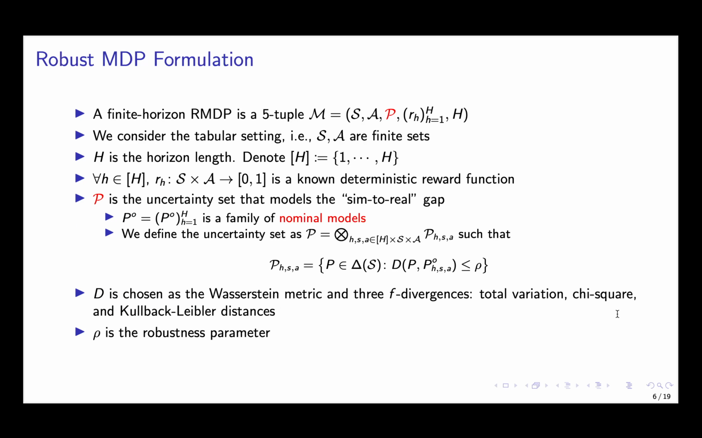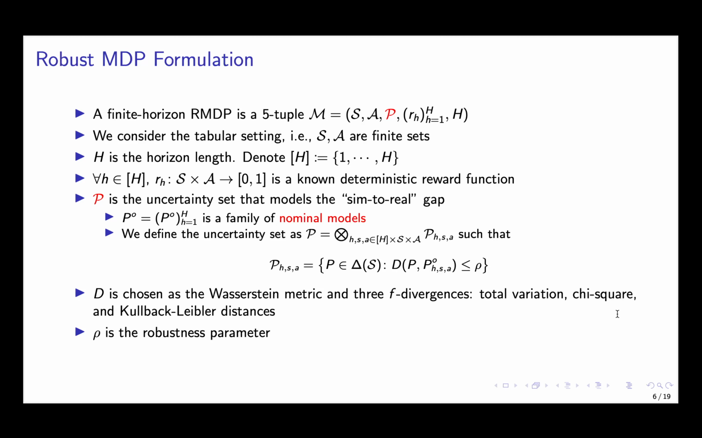A finite horizon RMDP is a 5-tuple. We consider the tabular setting, that is, the state and action spaces are finite sets. H is the horizon length. We assume the reward functions are non-stationary, known, and deterministic. P0 is the non-stationary nominal model.